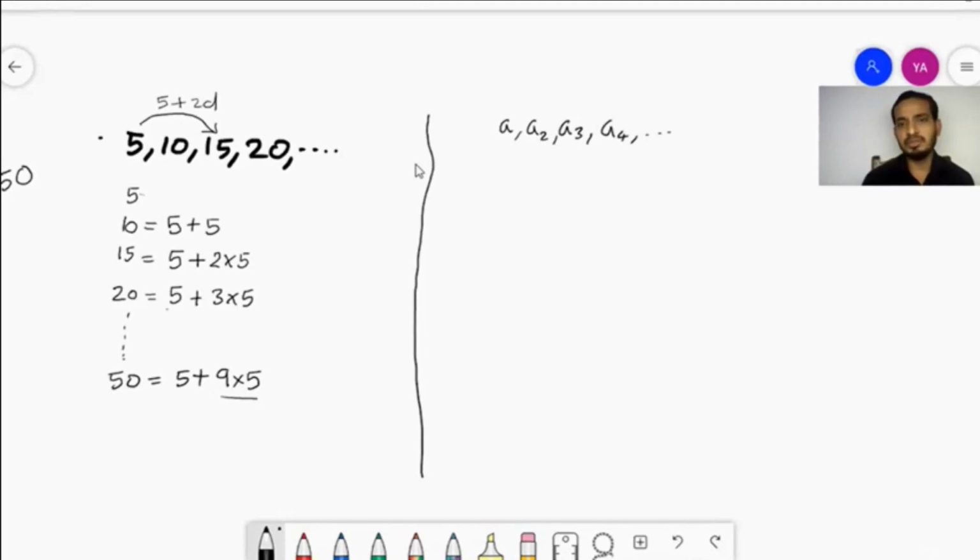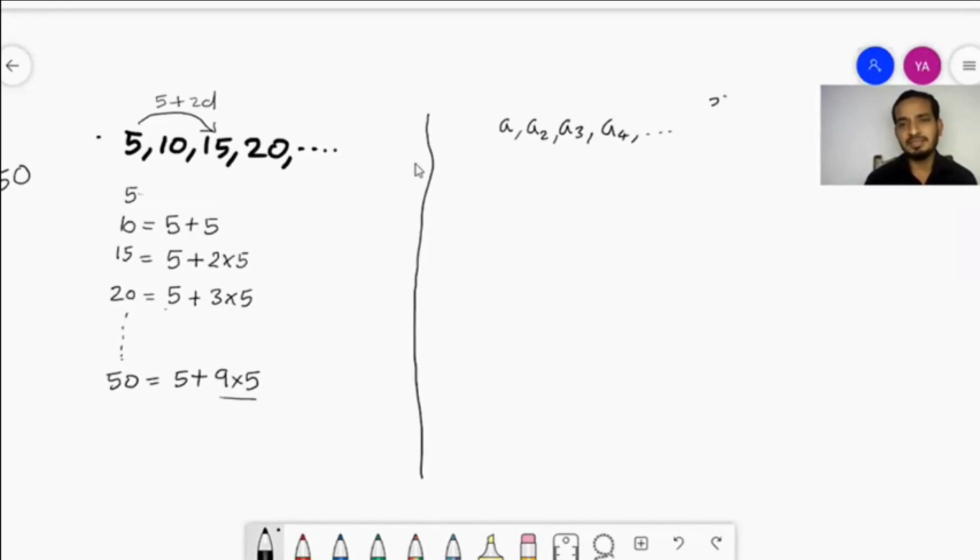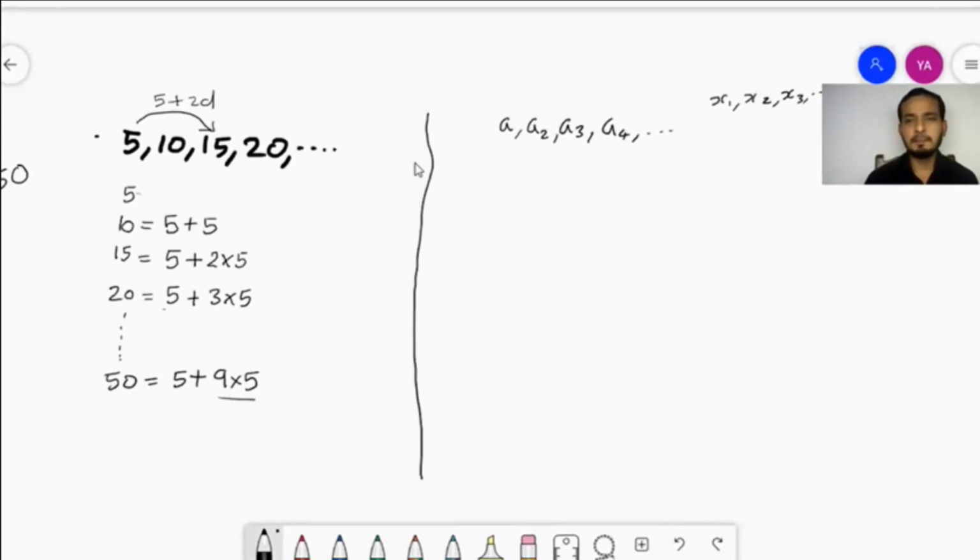Okay, so you know this. In the last lesson we discussed it like this. Any arithmetic sequence, we can represent the terms like this using a suffix. Any letter you can use; in the state syllabus, they always use x1, x2, x3, etc. You can select any letter, no problem. Here I select A with a suffix, so A2, A3, A4, etc. And the common difference we usually denote by D.